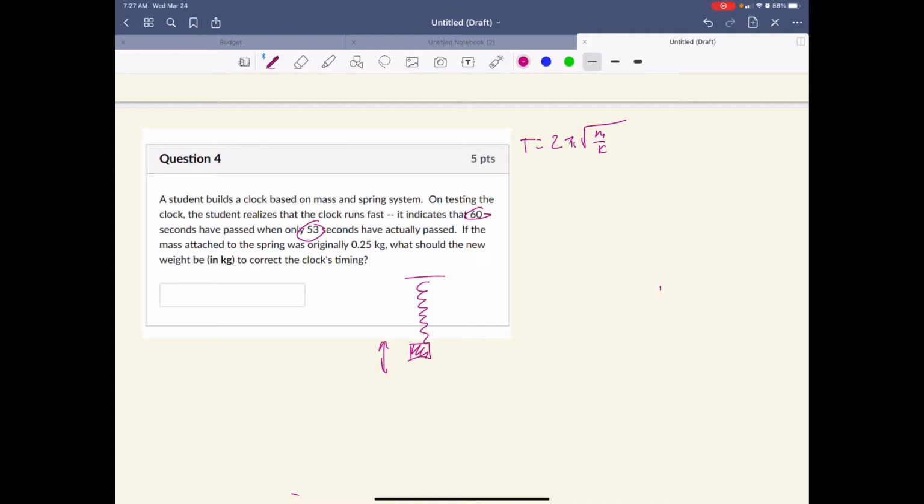So here is the kind of easy way. What you could do is you have enough information to figure out what the K value is of the spring. Because think of it this way, we're going to have to design a second clock that has a different mass. But you can't do any calculations if you don't know what the K value of the spring is. So what you could do is you could solve for the K of the spring. Because remember, you're not changing the spring, you're just changing a different mass. So you could do this.